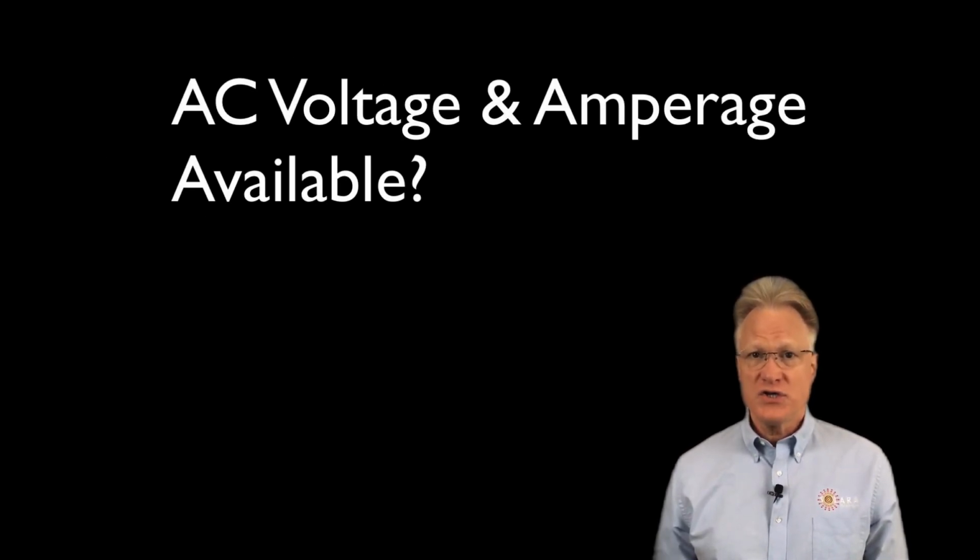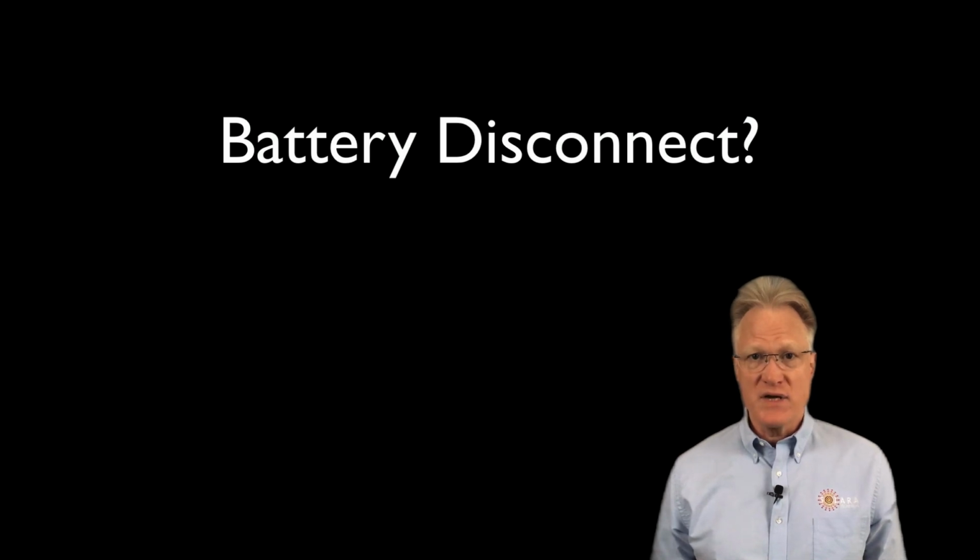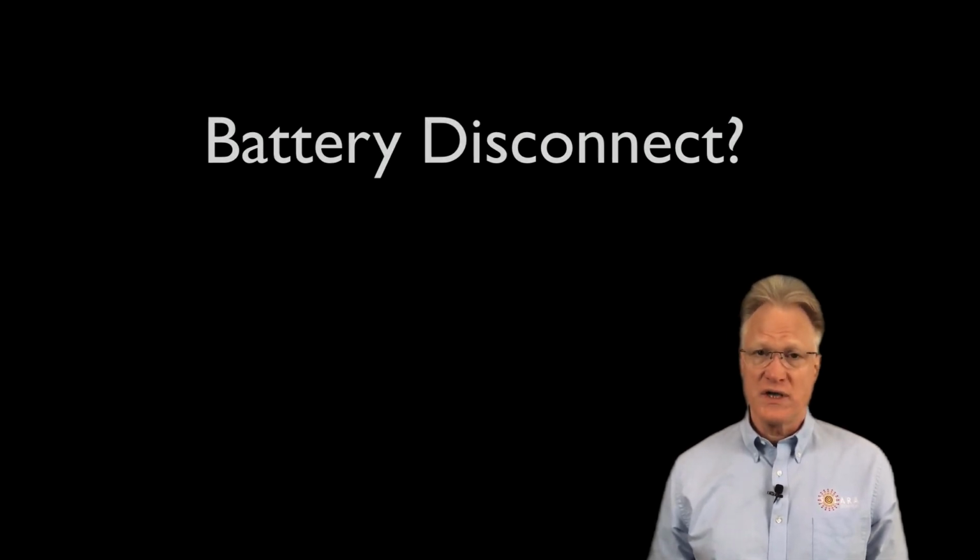What voltages and amperages of AC circuits are available to power the system? Systems can have one AC input per rectifier slot, or one per 2 rectifier slots, or one for the entire shelf of rectifiers. If you have batteries, do you want a low voltage battery disconnect or only a shunt?